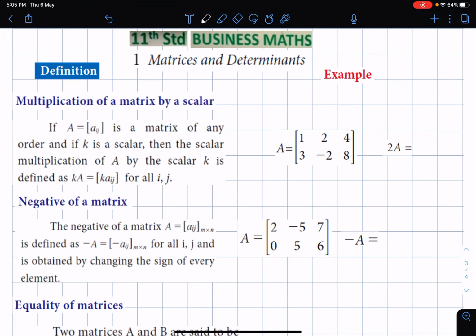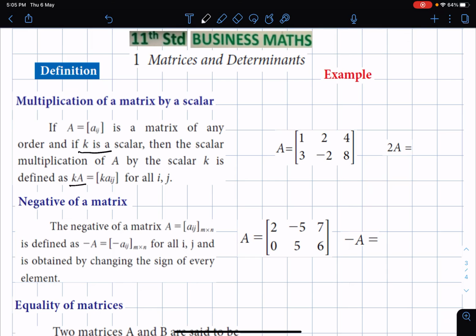Today in chapter 1, matrices and determinants, the continuation of the definitions. Again, here we are going to see multiplication of a matrix by a scalar. What is multiplication of a matrix by a scalar? Scalar, we know it is a number, isn't it? So here as per the definition, if k is a scalar, then the scalar multiplication of A by the scalar is nothing but going to be kA. That is, each and every element is going to be multiplied by the scalar.